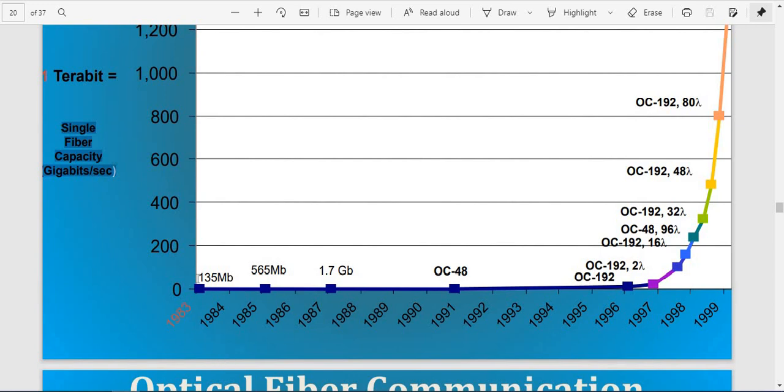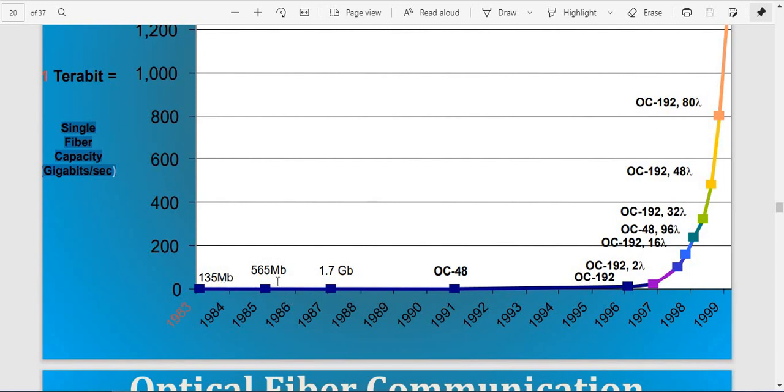When we take both values on a particular graph, we come to the conclusion that in the year 1983, when the fiber concept started, only 135 MB was enough. As the single fiber capacity moved ahead, in 1985 you can see it became more than double, right?